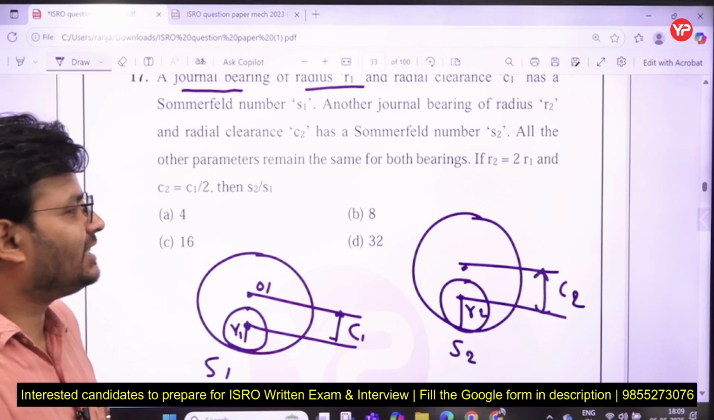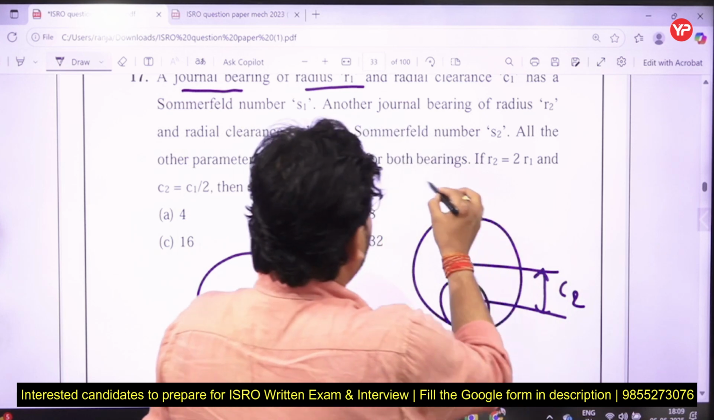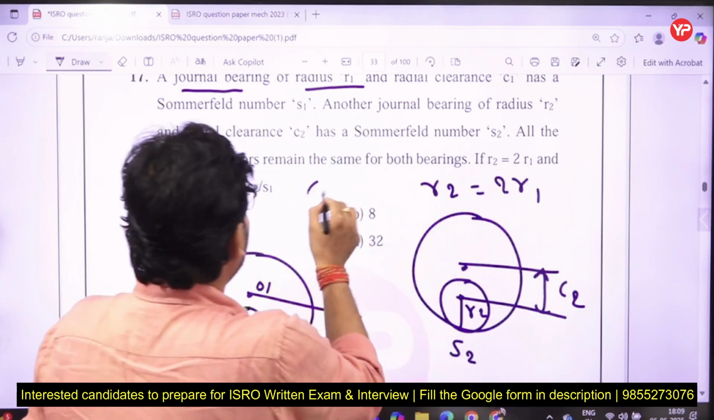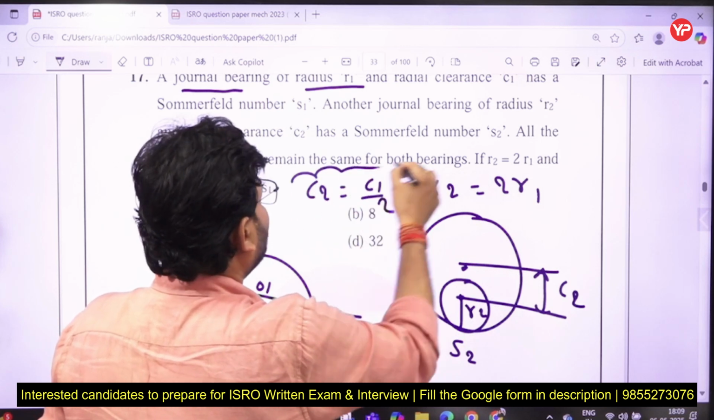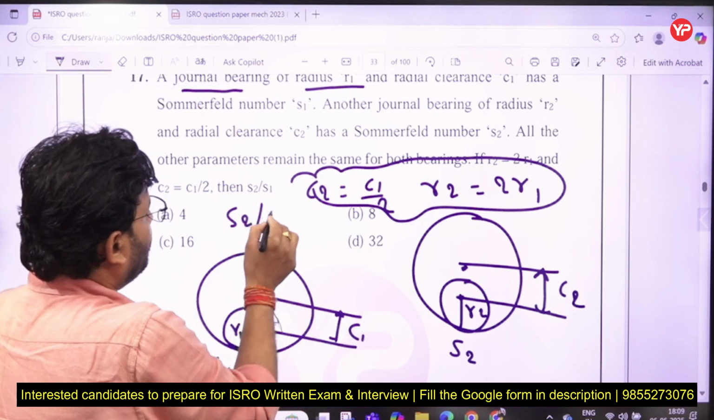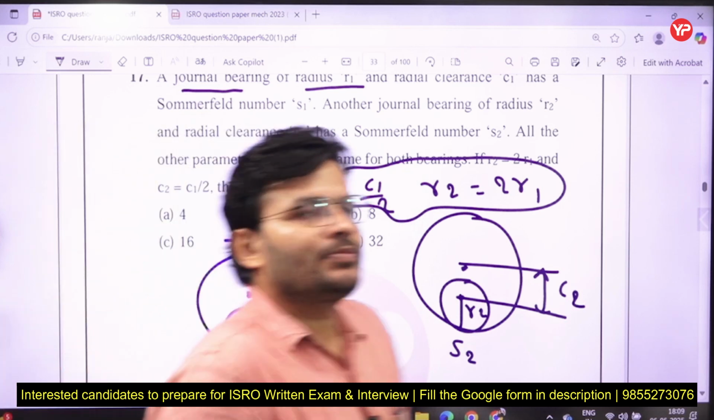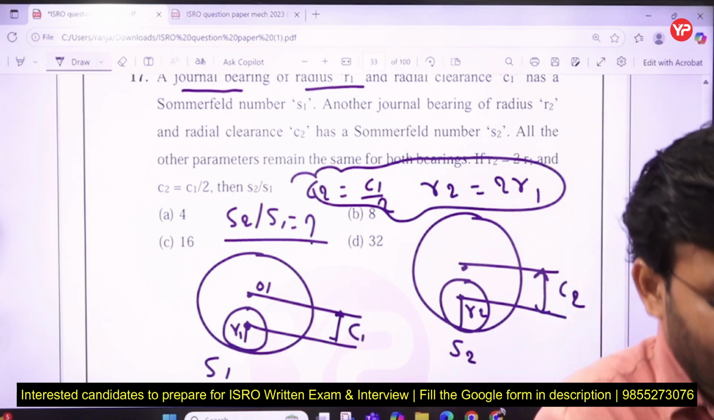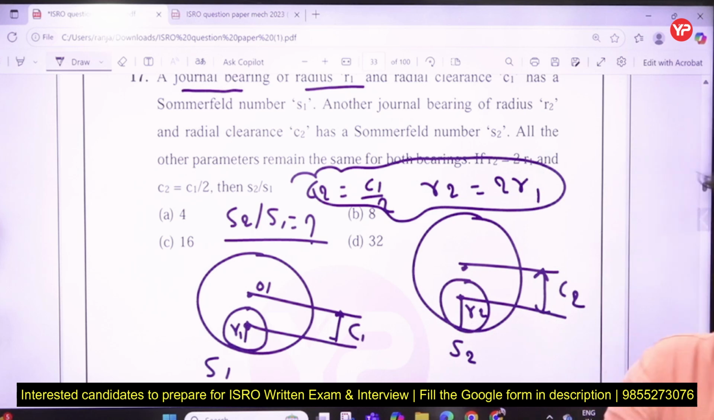The only condition in the question is that r2 is equal to twice r1 and c2 is equal to c1 upon 2. Then you have to calculate S2 upon S1. That is the question. Now start thinking. First of all, you have to understand what the Sommerfeld number is. If you don't know the Sommerfeld number, you cannot take a single step.